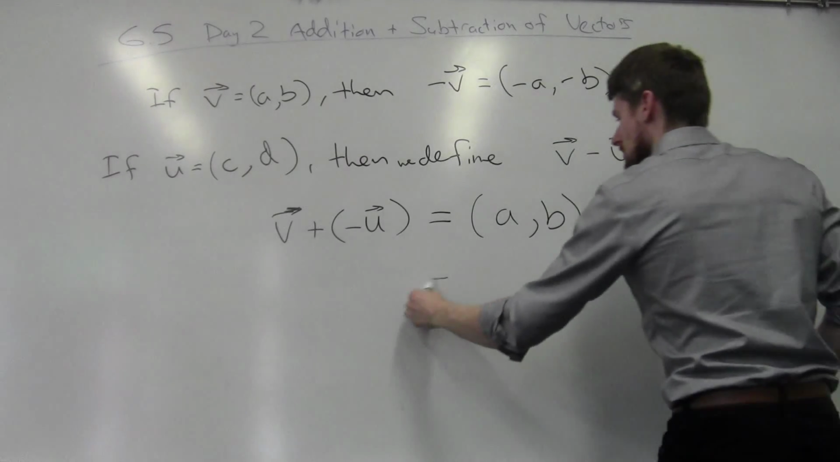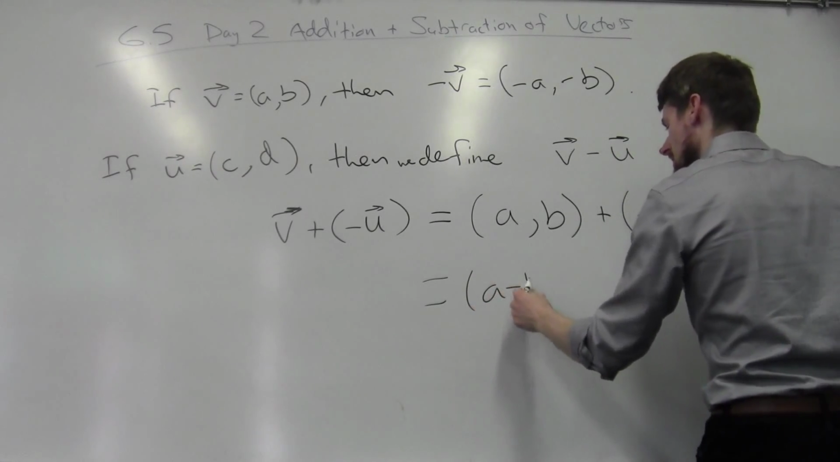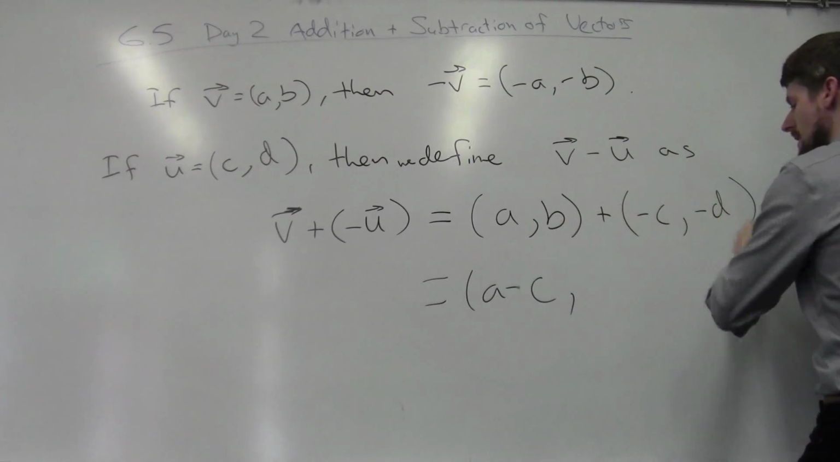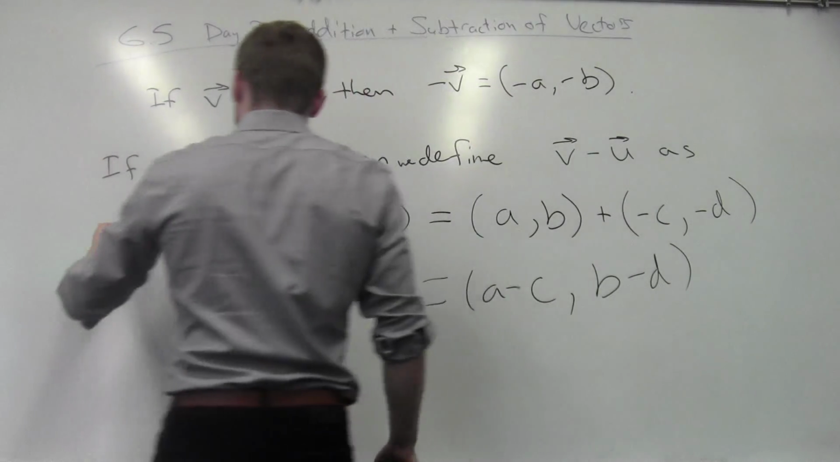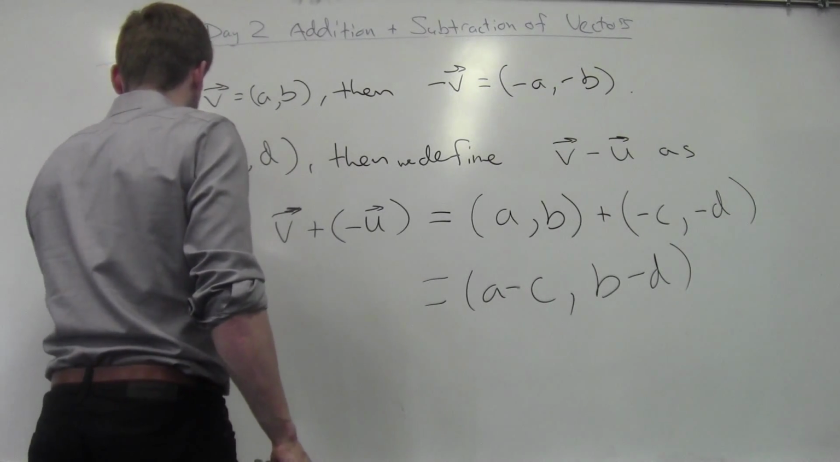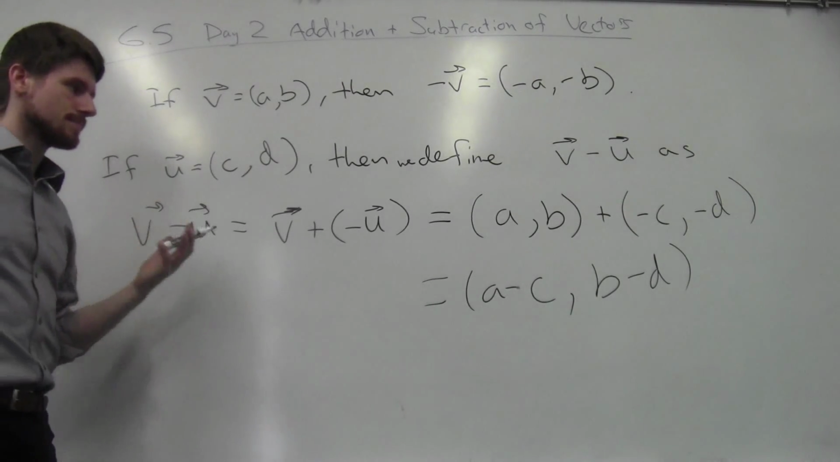So what is that really equal to? A and negative c, which is a minus c, and b and negative d, which is really b minus d. So when you subtract two vectors, you just subtract their components.